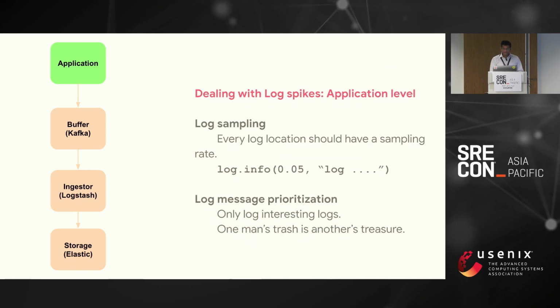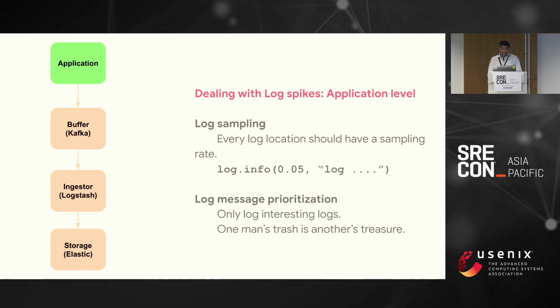So how do you deal with log spikes at the application level? Are there other techniques? Yes. You can sample the logs. At Slack, we updated our logging library so that every log.info location takes a sampling rate as input. This helps us reduce the volume of logs, and also gives the developer an option to tell roughly how important this log is. We have used this very effectively for especially noisy logs.